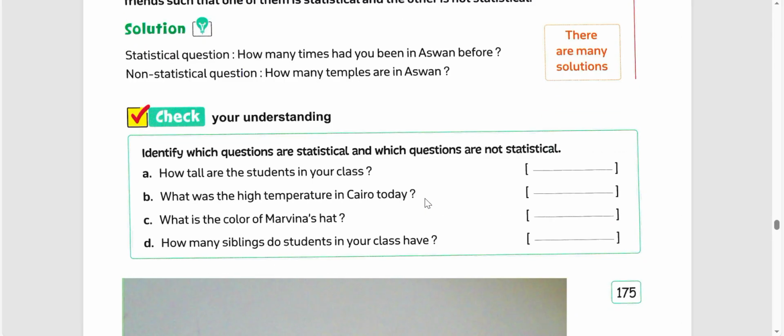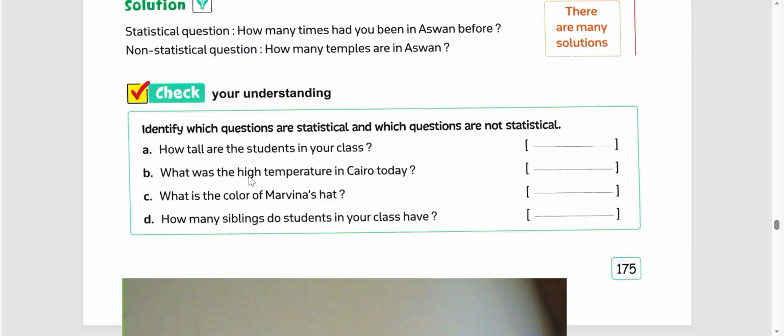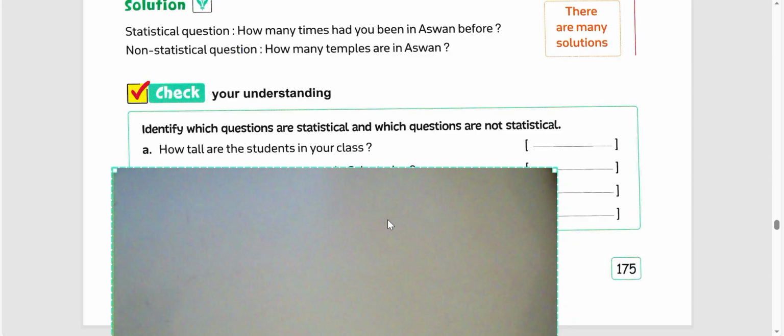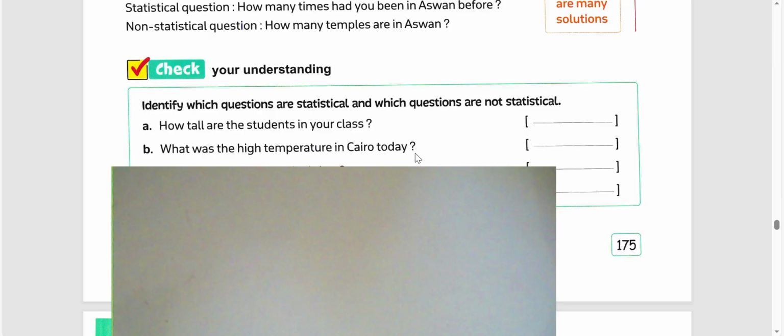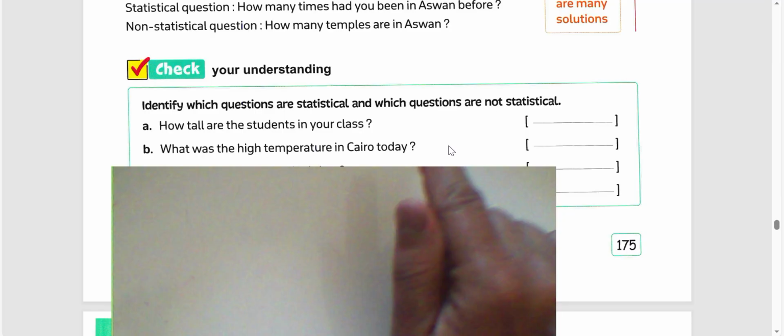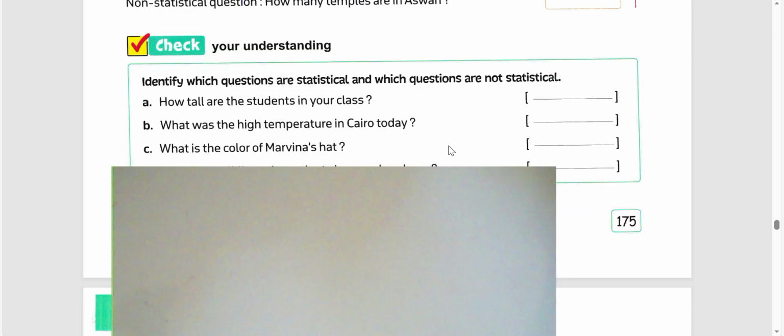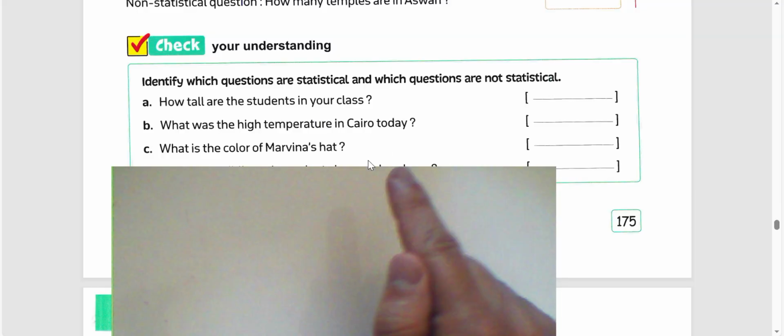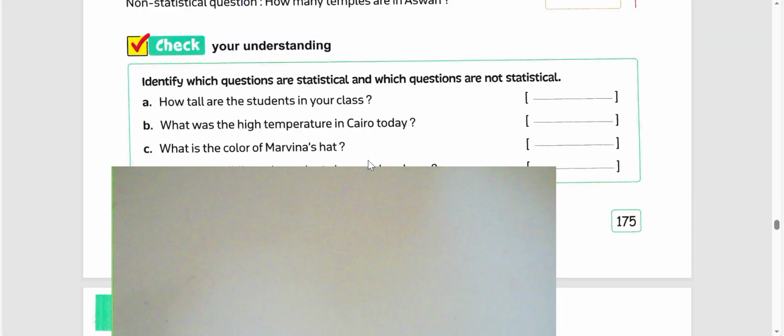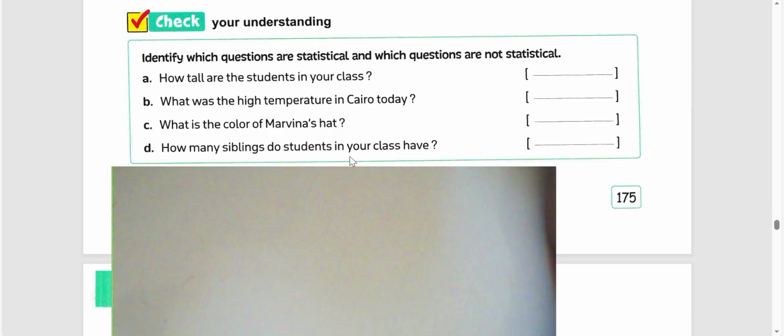Now check your answer, statistical or non-statistical questions here. How tall are the students in your class? It will be a statistical question. We have different answers here. All students are different heights. What is the high temperature in Cairo today? It's non-statistical because we have exactly one answer. Next question, what color is Marvina's hat? It will be non-statistical because we have exactly one answer. How many siblings do students in your class have? It will be a statistical question, because we have different answers here.